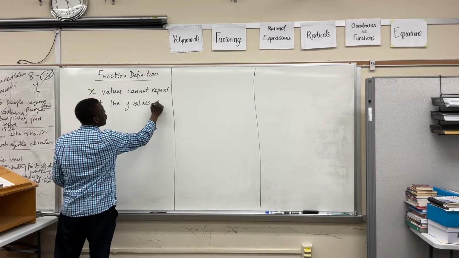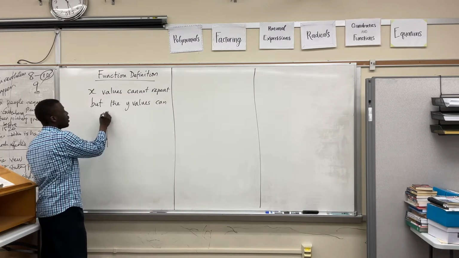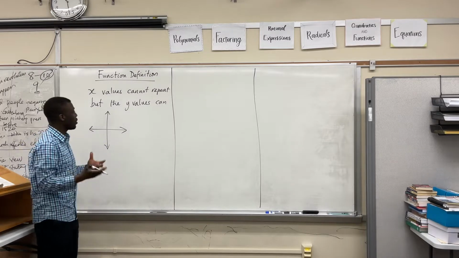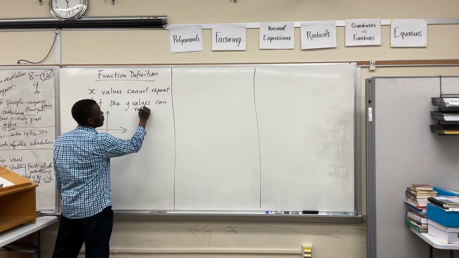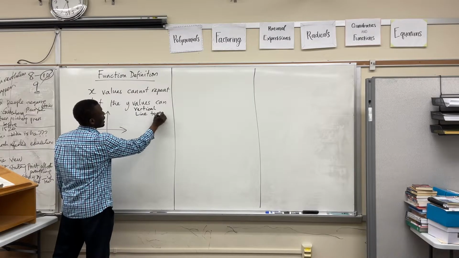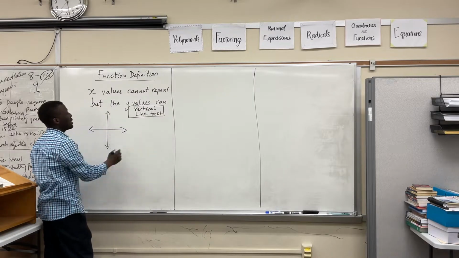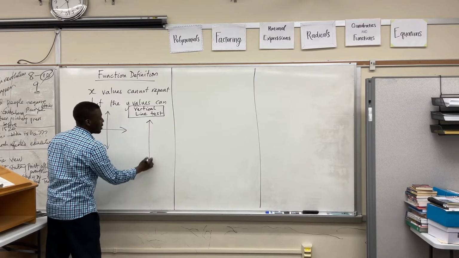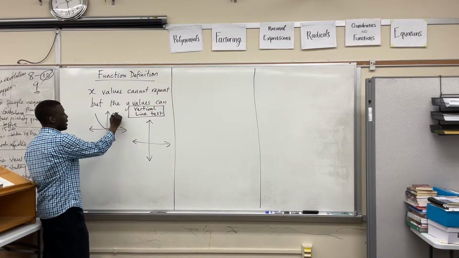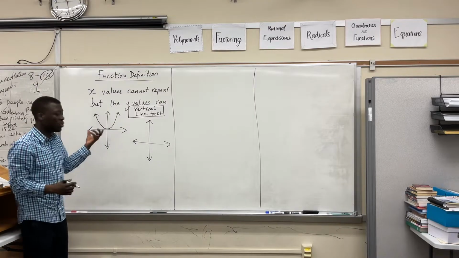Okay, so let's look at a few examples. The other way that you can identify a function is called the vertical line test. So let's use the vertical line test. We're going to draw two things here. The first one is going to be something like this, which is a very famous function called a quadratic.